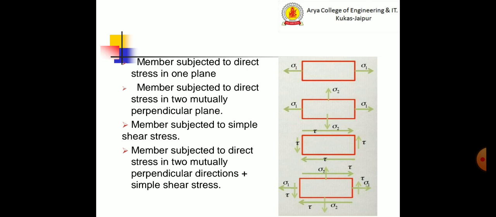Member subjected to direct stress in one plane. There are many types of stresses induced in a bar. The first case is the member subjected to direct stress in one plane. In the figure you can see there is only one stress. The tensile stress sigma 1 is applied on a bar. The second case is member subjected to direct stress in two mutually perpendicular planes.